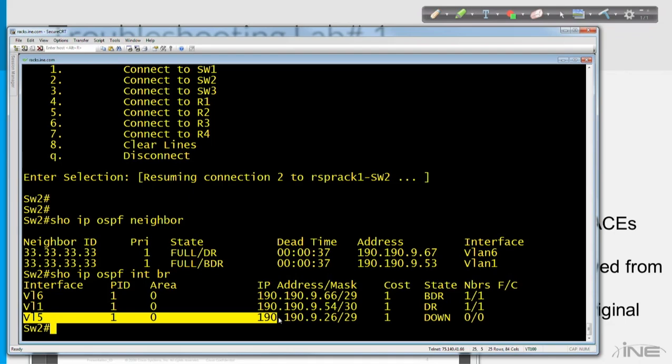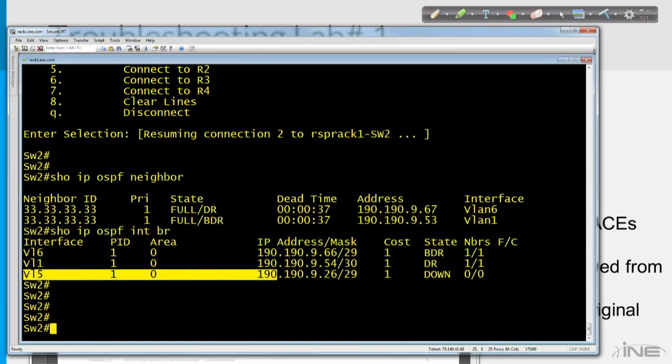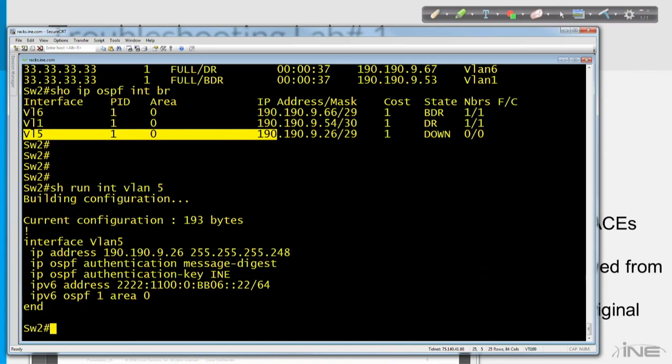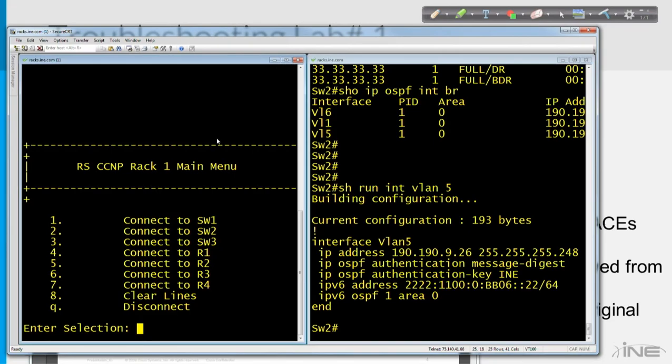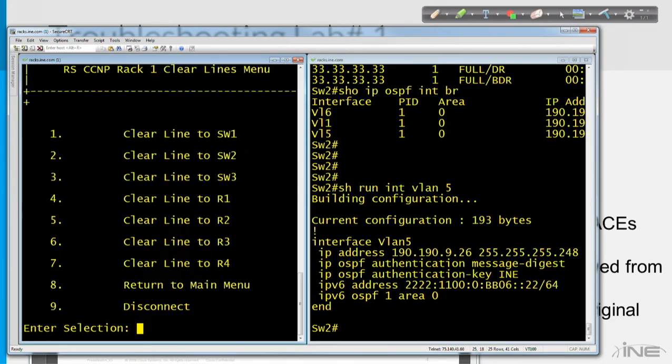All right, so further troubleshooting. Let's go ahead and take a look at interface VLAN 5 and the configuration and see if we can spot anything that might be in there that prevented our neighbor relationship. Show run interface VLAN 5. Okay, and at this point, what I'm going to do is open up a second connection so I can compare router 4 and who his neighbors are at the same time.